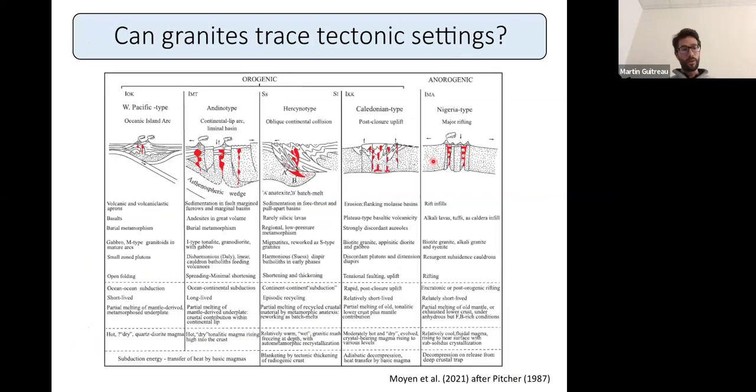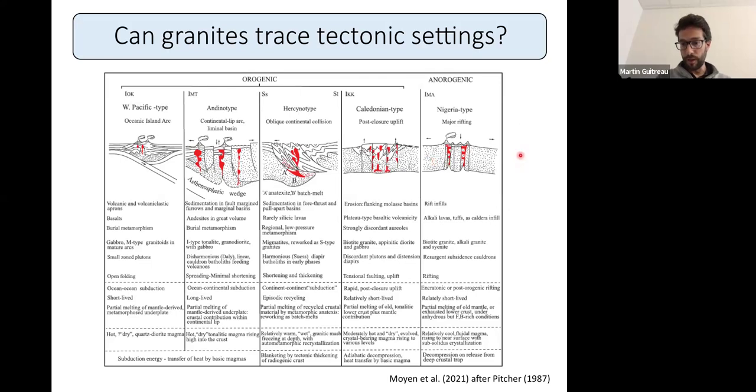So what can we do with granites in such a case? Since we're trying to use the rock record to reconstruct the geodynamic environments that were going on in the past, you first have to look at whether granite can be a faithful tracer of geodynamic environments. And that's what people have tried to do for a long time. And it works relatively well for plate tectonics in the modern day.